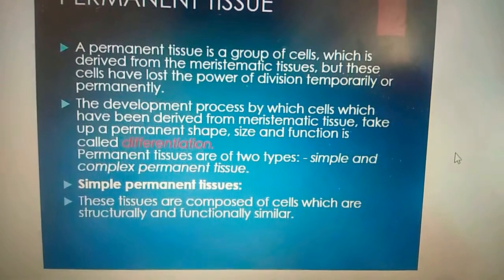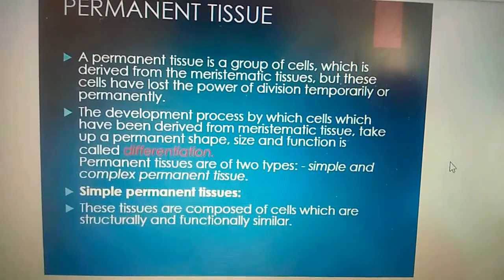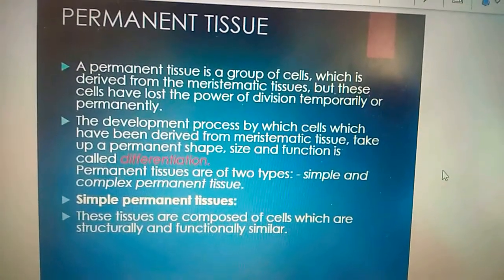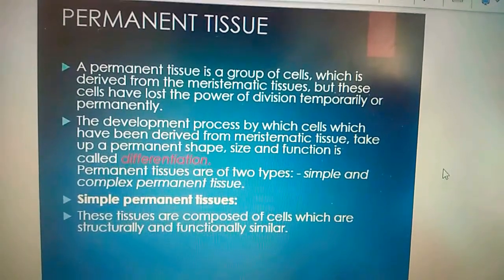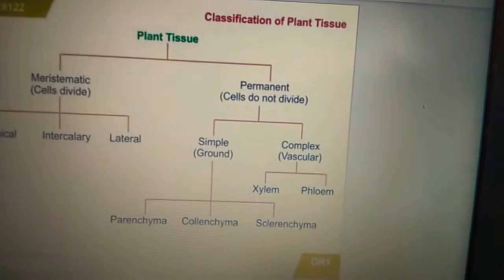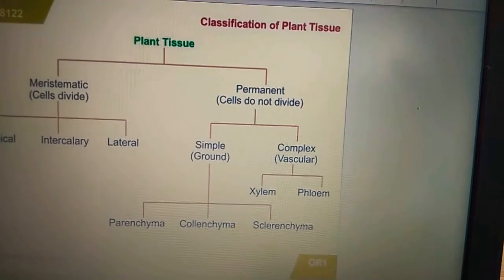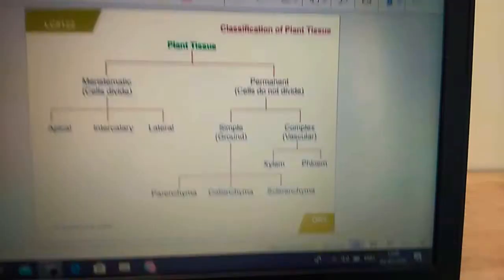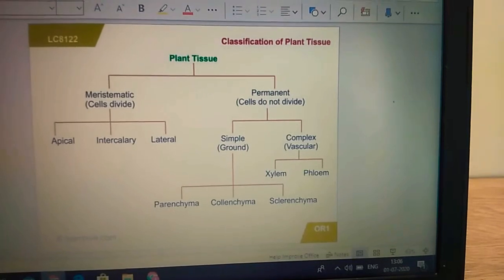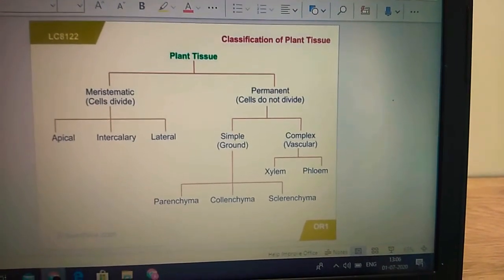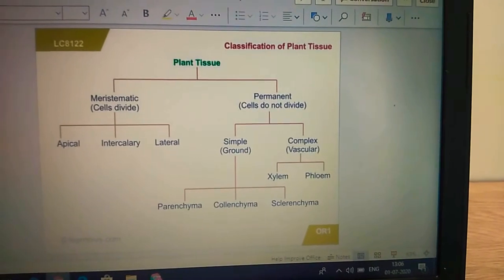Permanent tissues are of two types: simple and complex permanent tissue. Simple permanent tissues are composed of cells which are structurally and functionally similar. Now in permanent tissue we have two types: simple and complex tissue. Now we will study about that. And as you can see, in simple tissue we have parenchyma, collenchyma and sclerenchyma. We are going to study about it also.